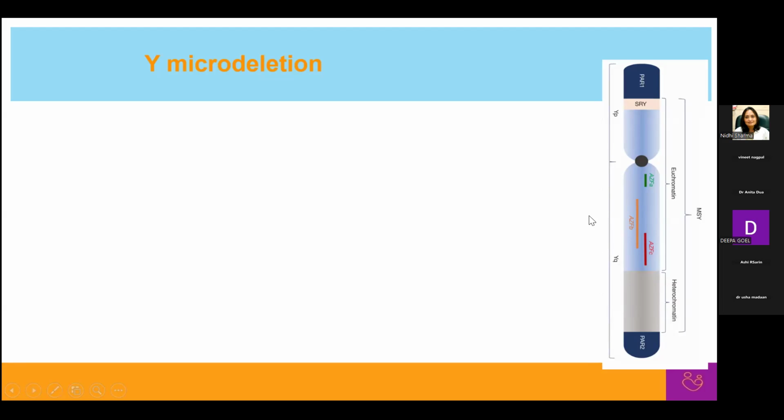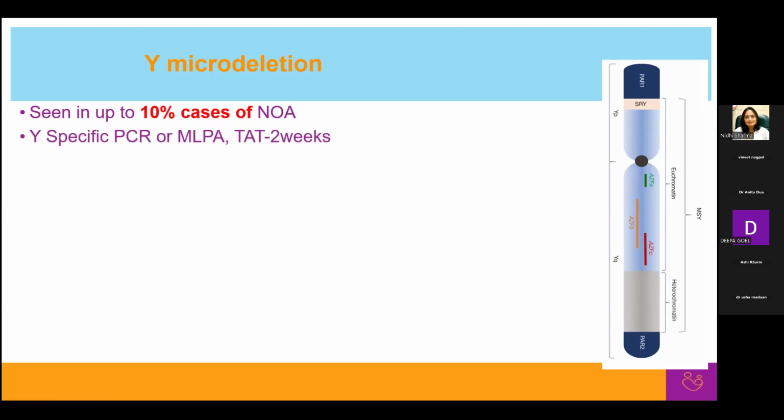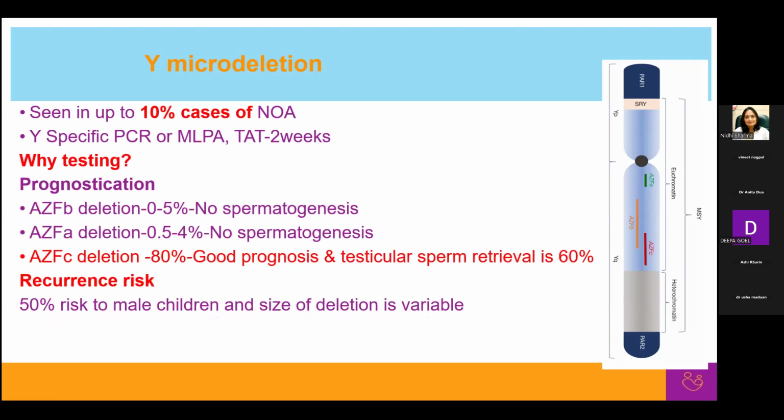Depending upon the region of deletion, this is seen in up to 10% of cases of non-obstructive azoospermia, and we advise bispecific PCR from the genetic testing point of view, or MLPA. And we tell the patient that it will take around 1 to 2 weeks depending upon the lab. So why do we advise testing? Two main reasons. One is the prognostication, another is the recurrence risk.